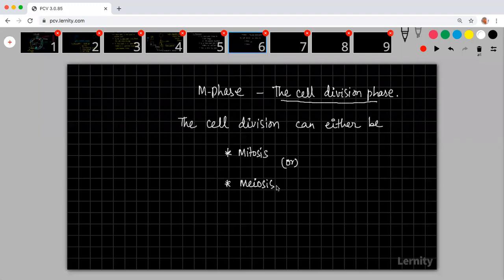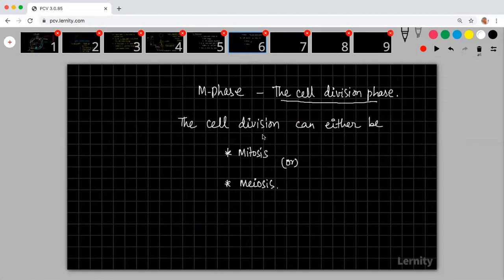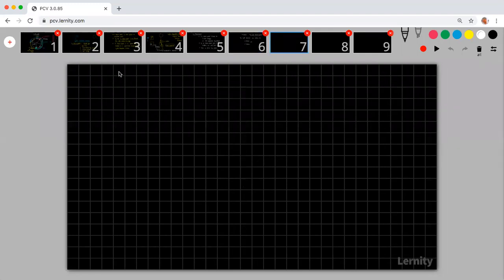So now we are entering into the next part of the lesson, which is cell division. What will happen in this M phase? In this M phase only cell division will happen. It can be either the mitotic phase or the meiotic phase. So now we are going to study what is mitosis and what is meiosis. Today we will just study a brief outline of these two things.